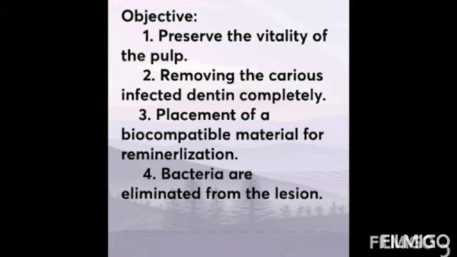The important objectives are to preserve the vitality of the pulp, remove the carious infected dentin completely, place a biocompatible material for remineralization, and eliminate bacteria from the lesion. The ultimate objective is to preserve the vitality of the pulp by completely removing the carious infected dentin. So the important point is that the carious infected dentin is completely removed from the tooth, followed by placement of a material that would enable the affected dentin to remineralize by stimulating the underlying odontoblasts to form tertiary dentin.